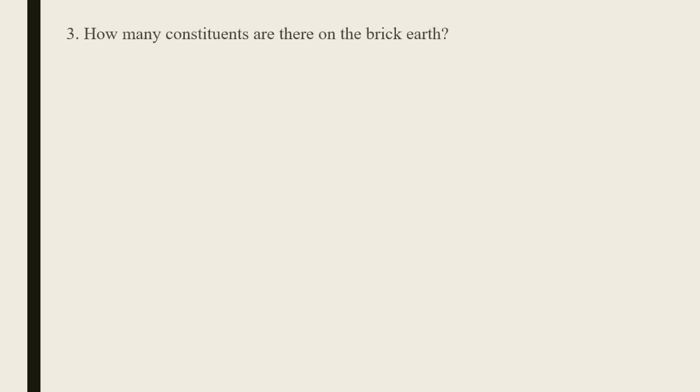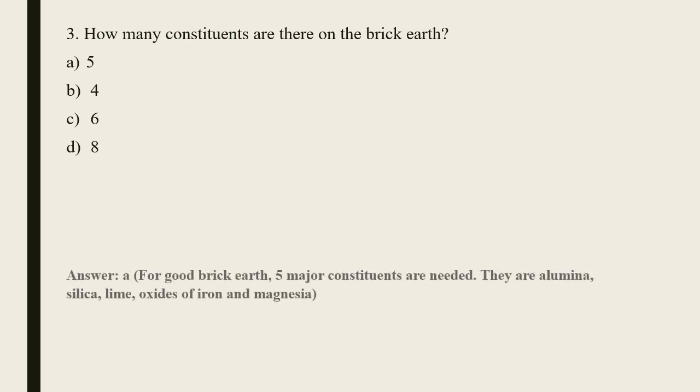How many constituents are there in the brick earth? A. 5, B. 4, C. 6, D. 8. Answer is option A. For good brick earth, five major constituents are needed. They are alumina, silica, lime, oxides of iron and magnesia.